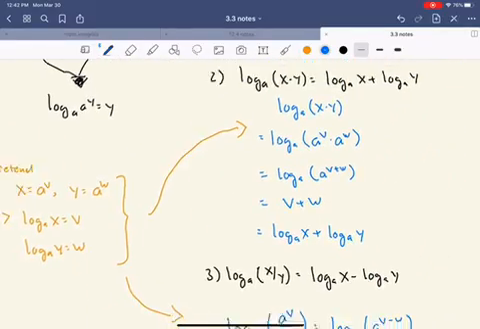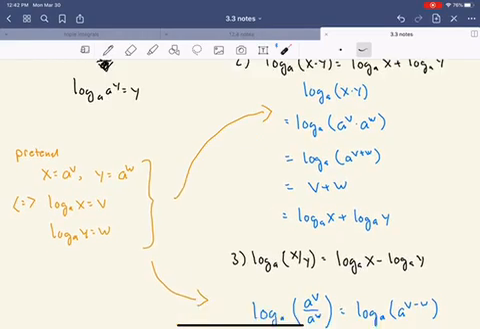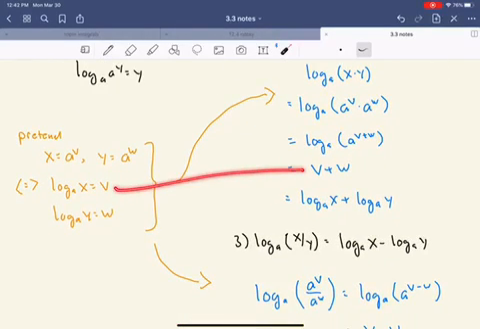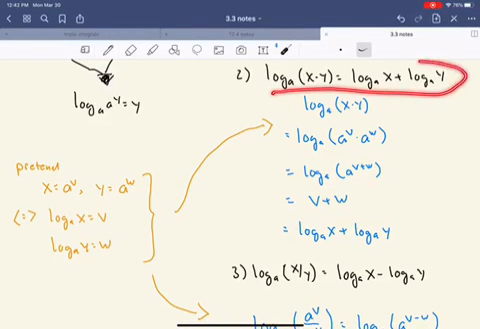Okay. So now, the log base a of a to the v plus w is just v plus w, right? You just get rid of the base and the log, they undo each other. But remember, way over here, v is log base a of x, and w is log base a of y. So we get our multiplying inside the log gives you adding of the logs. Okay?